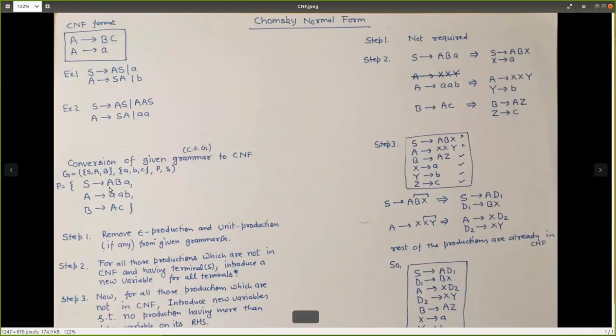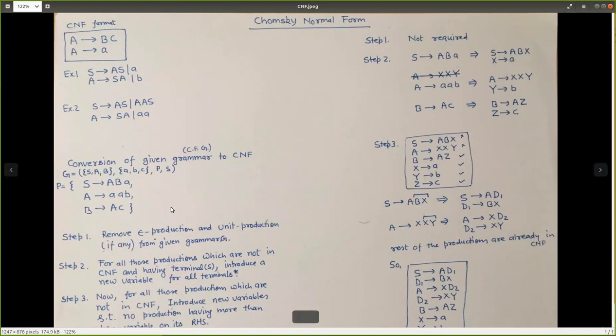For step two, first we have to identify the productions which are not in Chomsky normal form. Now, B produces A, this is small c. So all three productions are not in standard format. This one is not because there is a combination of terminal and variable. This is not in format because there are three terminals, which is not allowed for CNF. And there is one variable and one terminal, that is also not allowed. So all three productions are not in CNF, and we would apply step two for that.